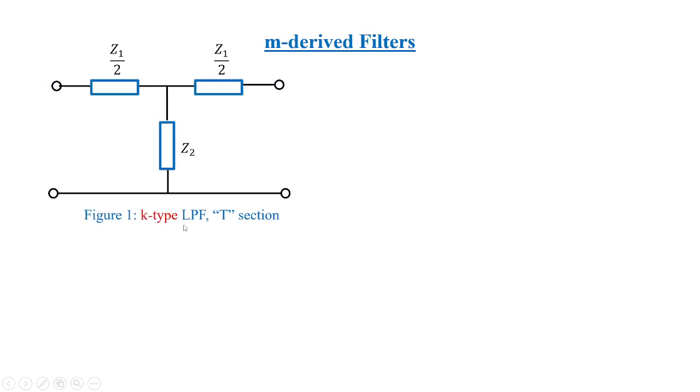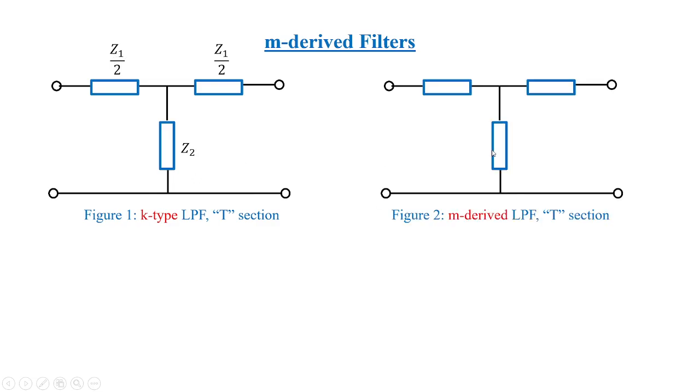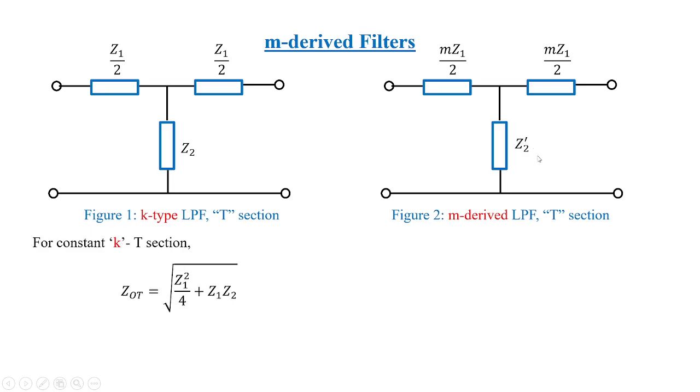First we take the basic K-type low-pass filter T section, where we have Z1 by 2, Z1 by 2 and Z2. It is a basic K-type low-pass filter in T section. Now if I want to change it to an m-derived low-pass filter, then it will be mZ1 by 2, mZ1 by 2, where m is the derivation factor, and this leg shared by these two arms is treated as Z2 dash. How to derive this Z2 dash, we are going to see now.